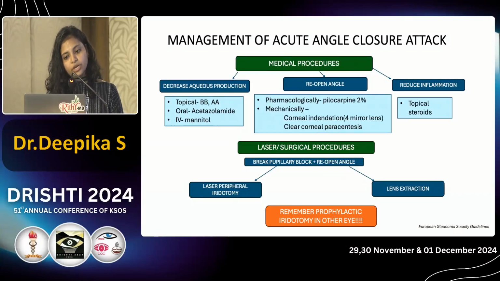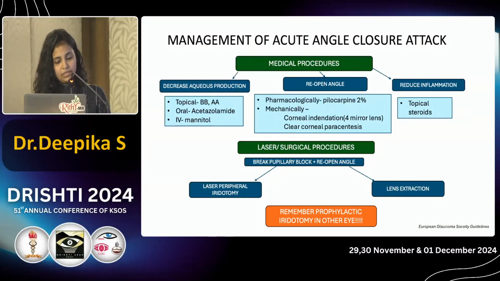Other things you can do is to reopen the angle. Pharmacologically, pilocarpine 2% eye drops can be instilled, which constricts the pupil and opens the angle. The iris falls back and the angle opens up so that there will be some aqueous outflow, so there will be a reduction in IOP. Mechanically, you can do corneal indentation with the Gonio four-mirror lens, which again opens up the angle and helps in aqueous reduction. And a clear corneal paracentesis can be done to acutely reduce the IOP, which further helps in corneal clearing and further management.